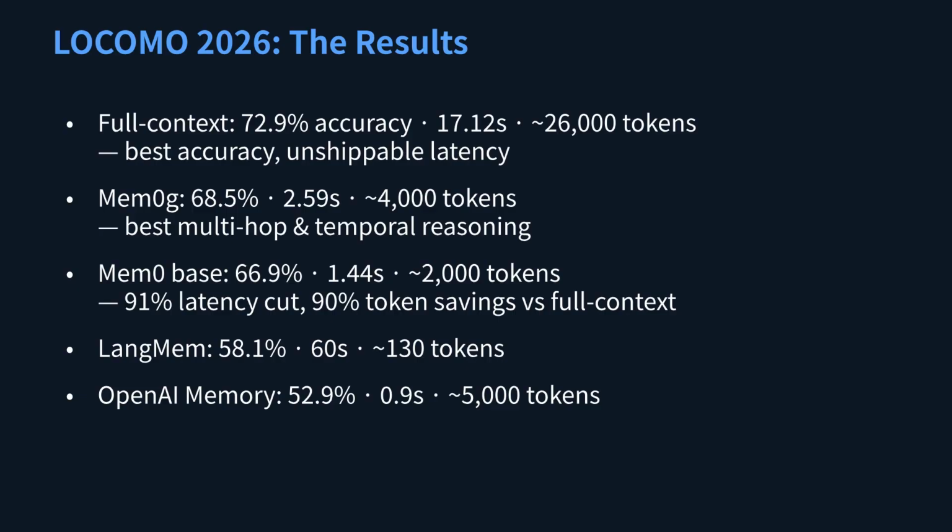Mem0G scores 68.5% with 2.6 seconds and 4,000 tokens. Mem0 base hits 66.9%, only 6 points below full context, at 1.44 seconds and 2,000 tokens. That's a 91% latency cut and 90% token savings. LangMem drops to 58% accuracy, but returns only 130 tokens per query, ultra-lean for high-volume pipelines. OpenAI's built-in memory is the fastest at 0.9 seconds, but scores lowest at 52.9%, struggling on multi-hop queries.